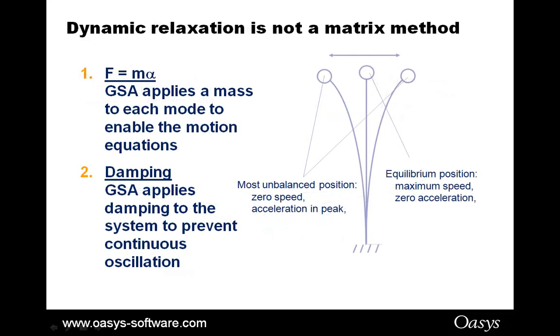Again, as it's dynamic, you need to have some sort of damping in the analysis so that the model converges onto the final geometry. GSA handles this damping automatically using a number of methods. Usually it works very well. Occasionally you might have to go in and take control of the damping to help it converge. But most of the time the automation works fine.